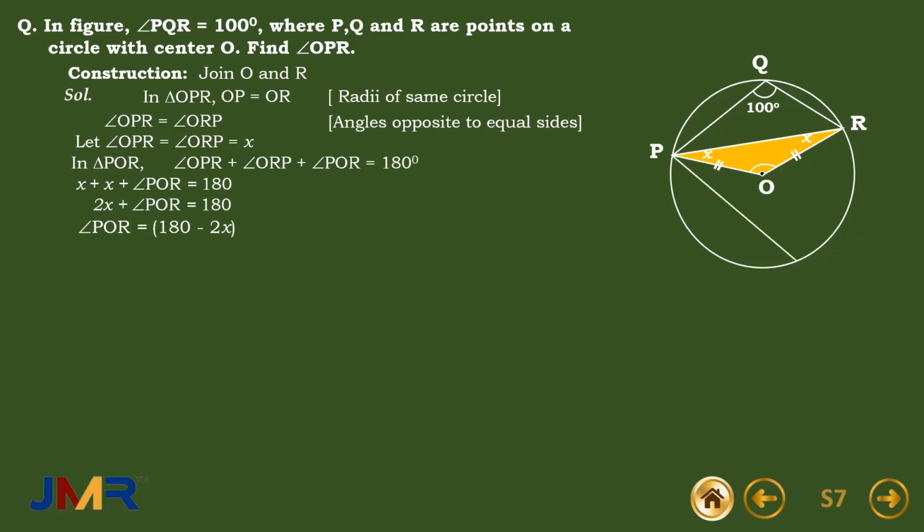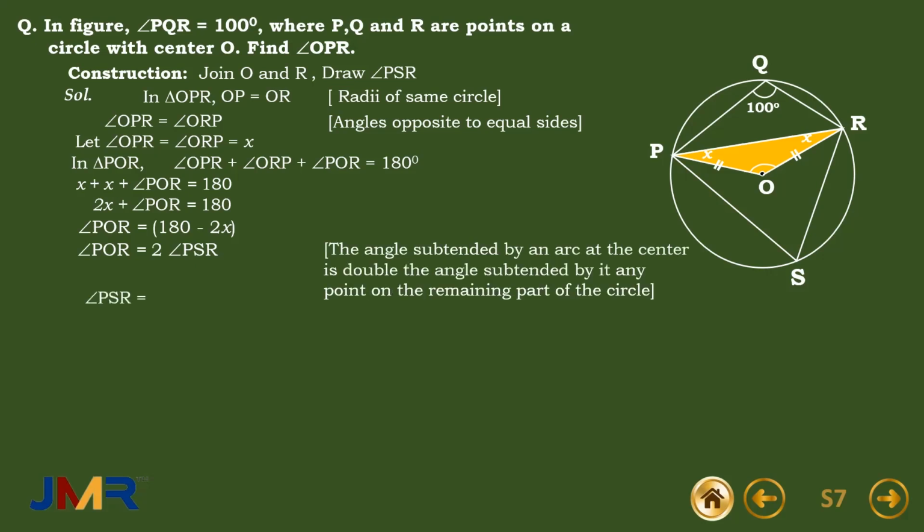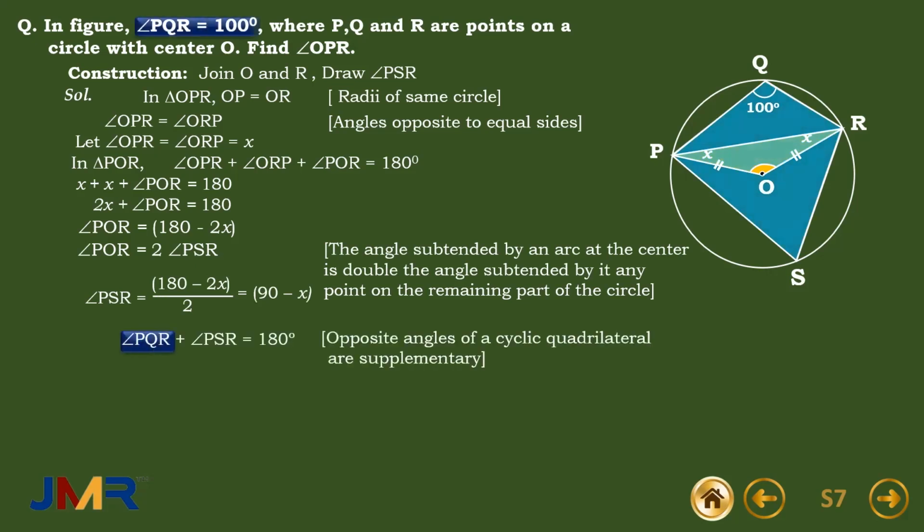Up to here clear? Let us take a point S on the circumference and construct an angle PSR. Now angle PSR is equal to half of the angle POR. That means angle POR is equal to twice angle PSR. Therefore, I can find angle PSR as half of angle POR, that is equal to (180 minus 2x) by 2, which is nothing but 90 minus x. Angle PSR is 90 minus x.